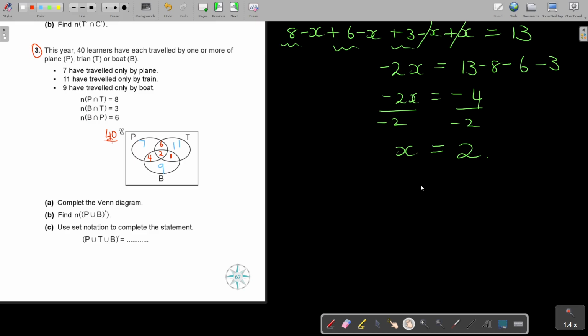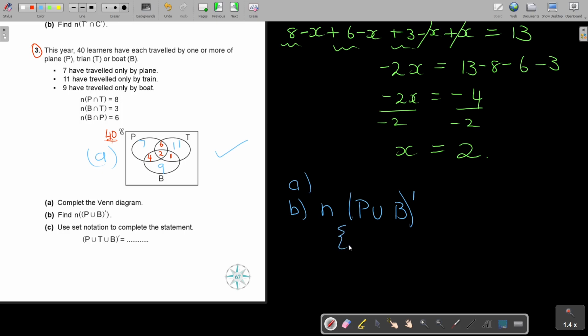Okay, so let's start now with the questions. So question number A. Complete the Venn diagram. That's what we did. Okay, so basically that was question A. Now, this is going to be B. So it's N, P union B, and it's going to be complement.